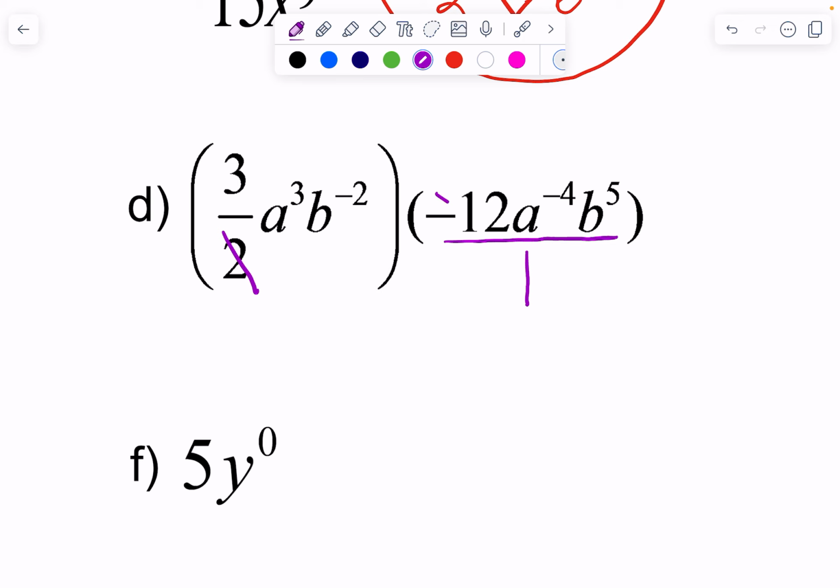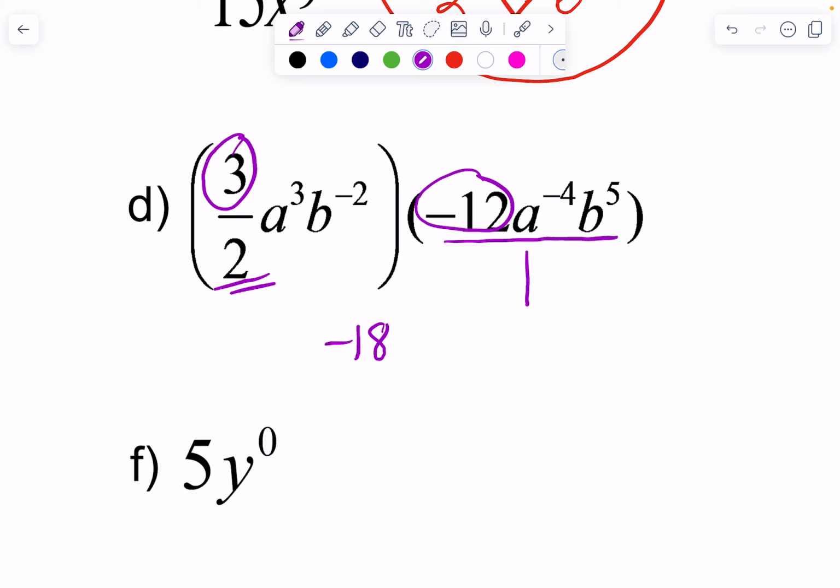2 goes into negative 12, negative 6 times. 3 times negative 6 is negative 18. You can do that any way you want, okay? Sometimes people don't like that. You could do 3 times negative 12, that's negative 36. Divided by 2, it's negative 18 as well. Any way you want to slice that apple, it's fine.